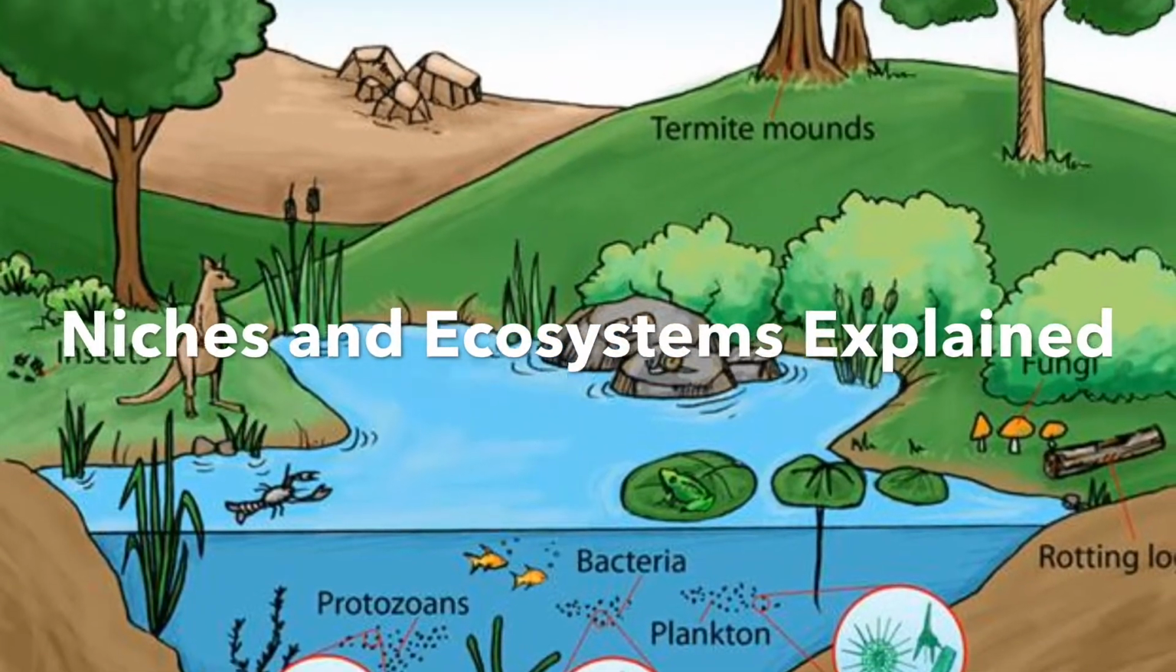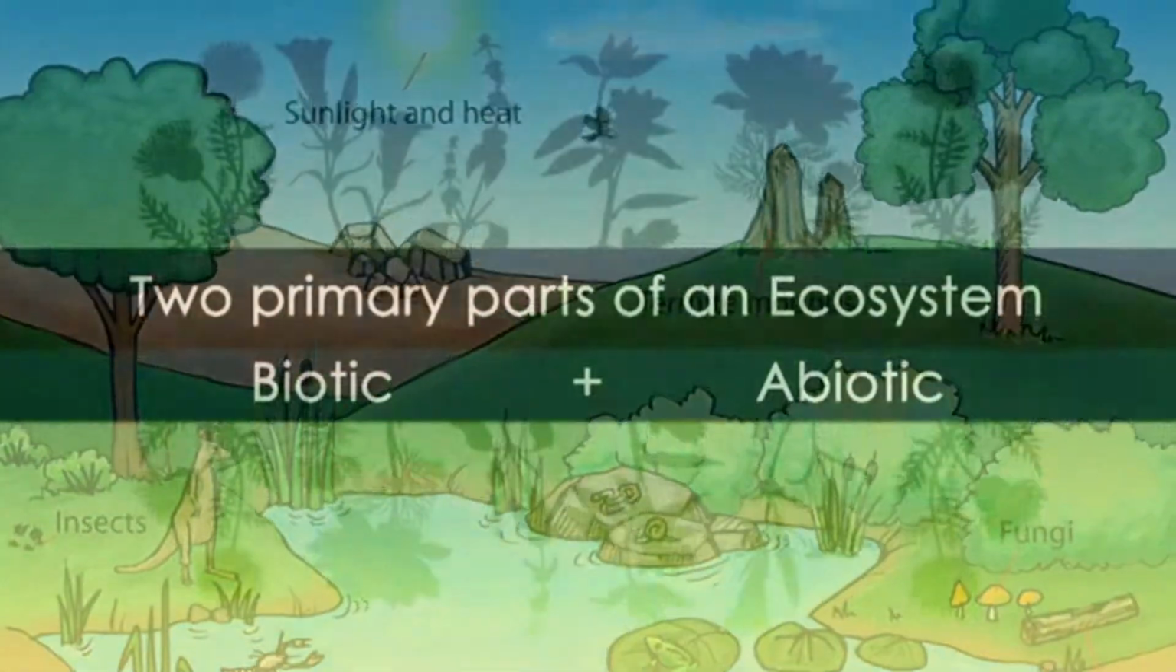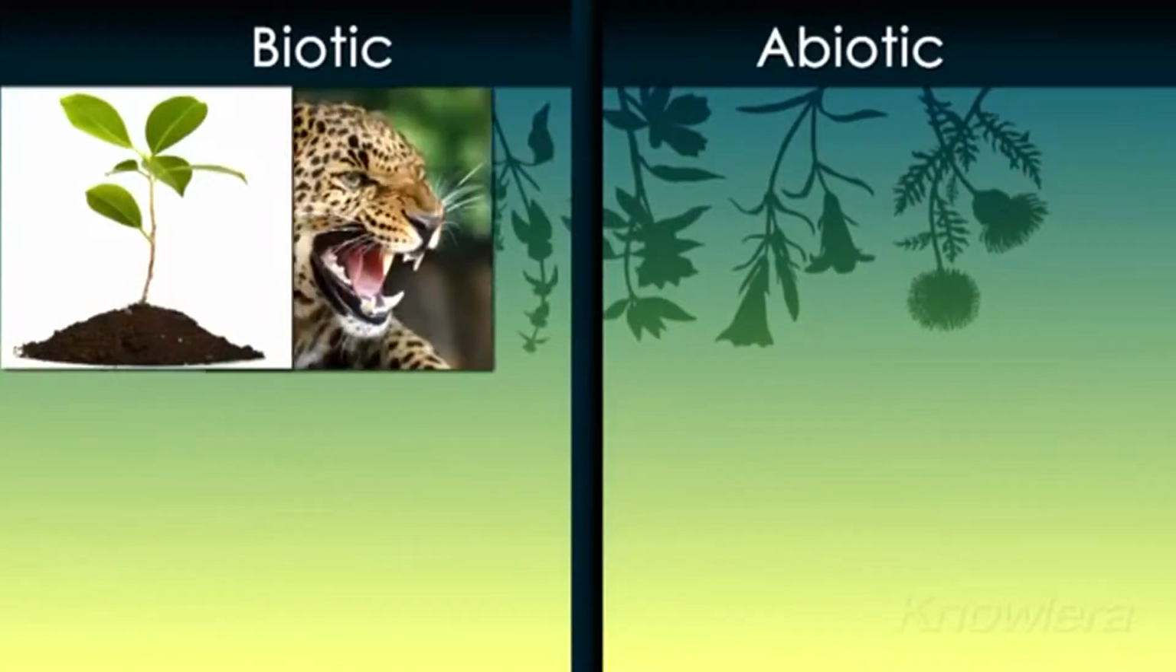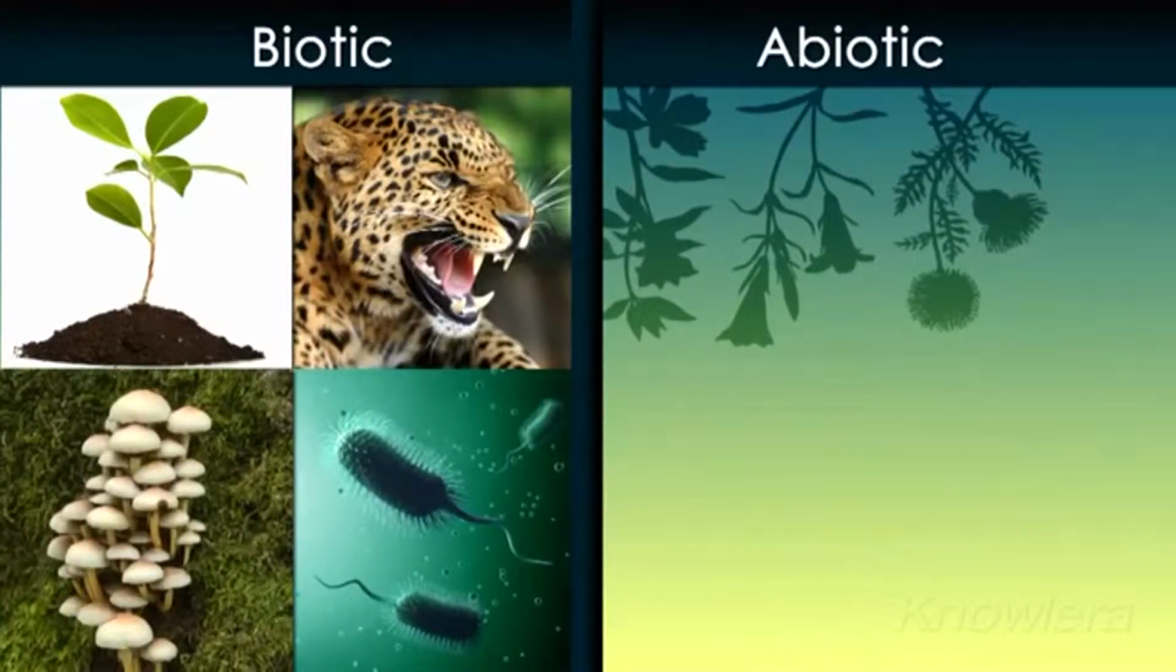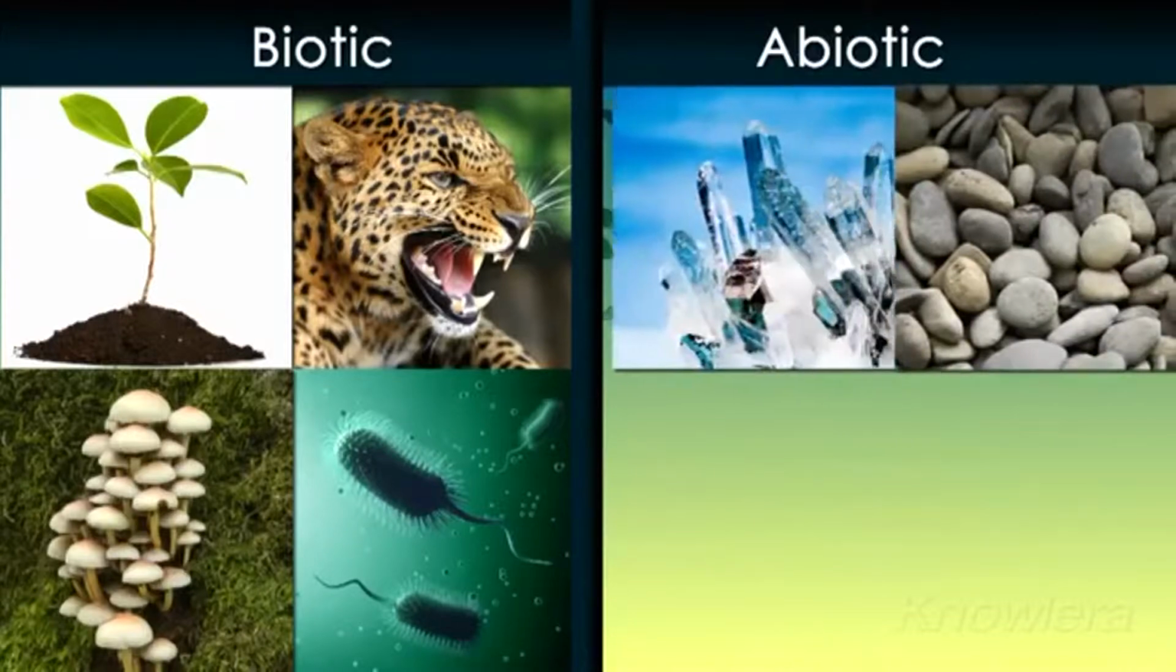Niches and ecosystems explained. There are two primary parts of an ecosystem. The biotic part is made up of all of the living things like plants, animals, fungi, bacteria, and viruses. The abiotic part is made of non-living things like rocks, minerals, water, and energy.